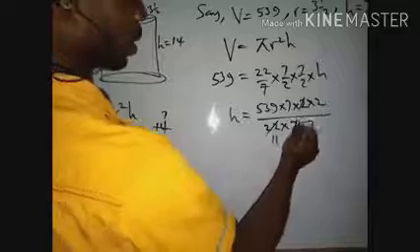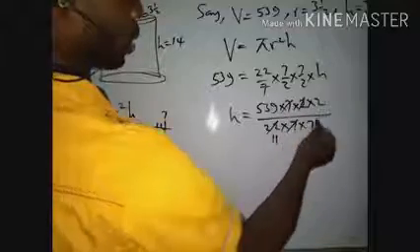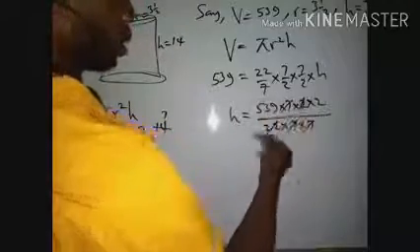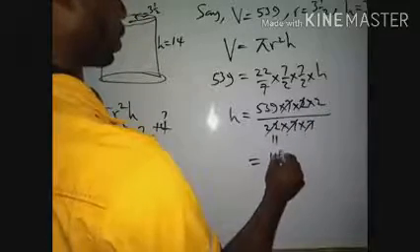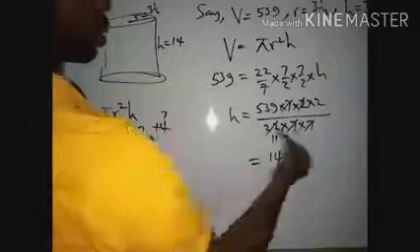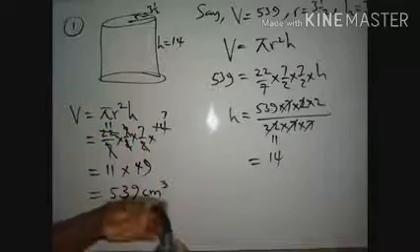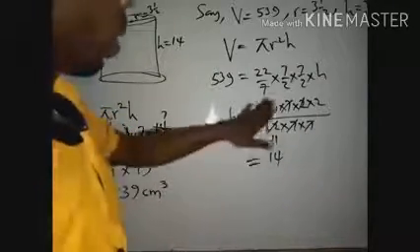This is 11. This cuts this one. All right. This will also cut. Before you know it, your answer will be what? Will be 14. Your answer will be 14 because that's what you have. So if you look at it critically, that's what you're going to have.